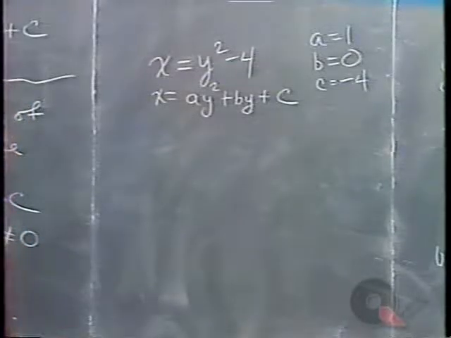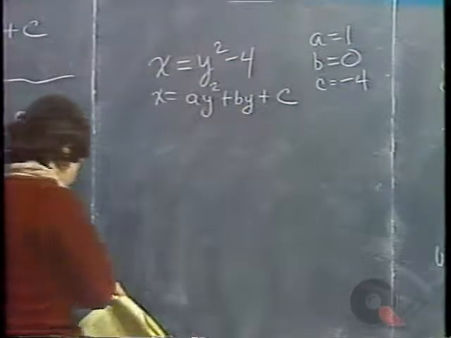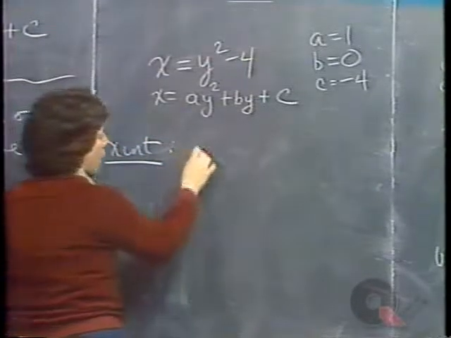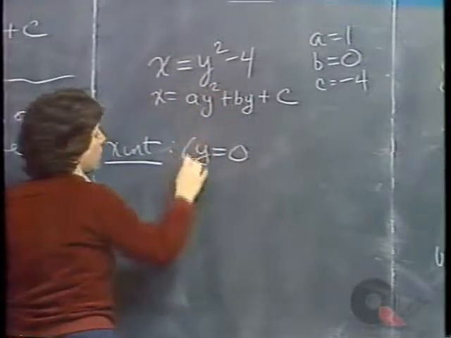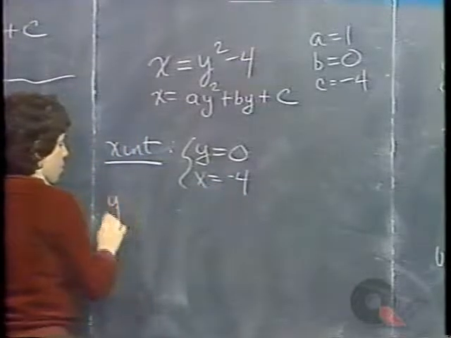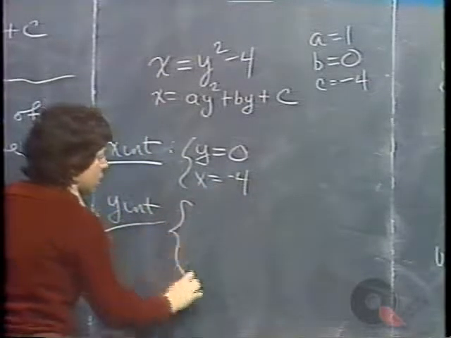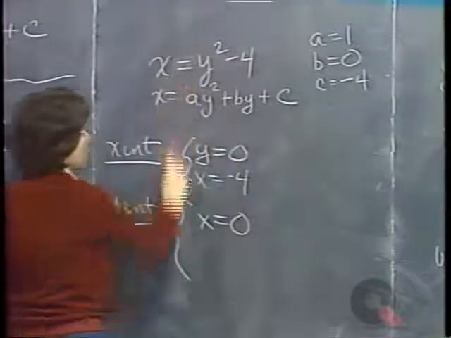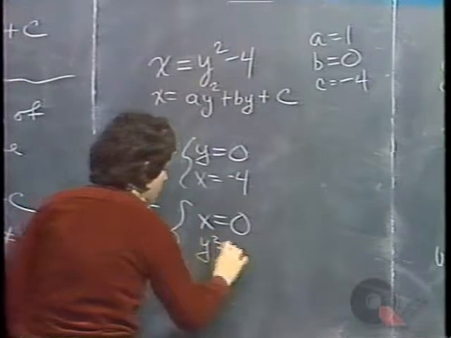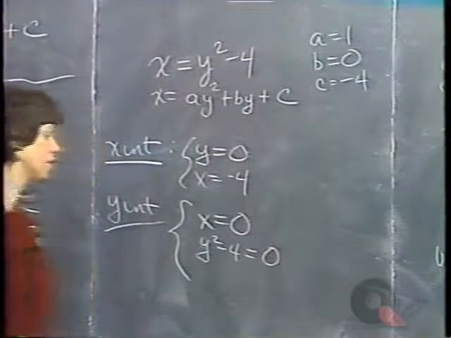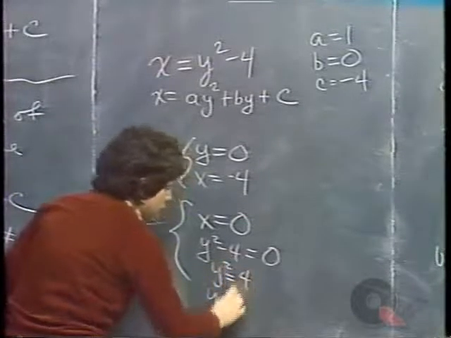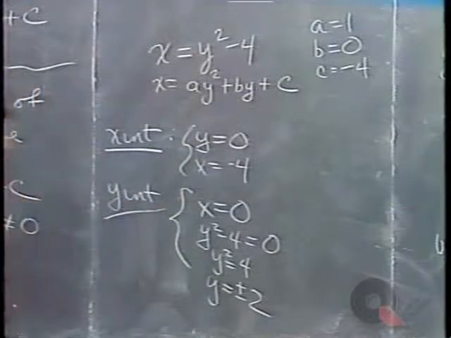Okay, we still get most of the information from the intercepts. If we want to find the x-intercept, we set y equal to 0, and if y equals 0, x equals minus 4. When we want to find the y-intercepts, we set x equal to 0, and this gives rise to a quadratic equation. 0 equals y squared minus 4, or y squared equals 4, y equals plus or minus the square root of 4, plus and minus 2.